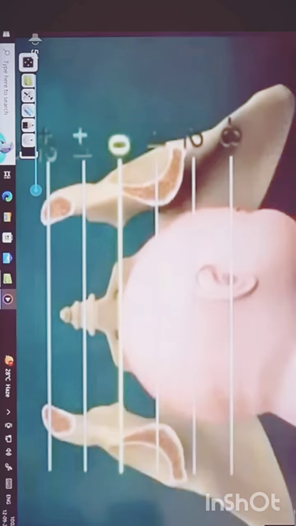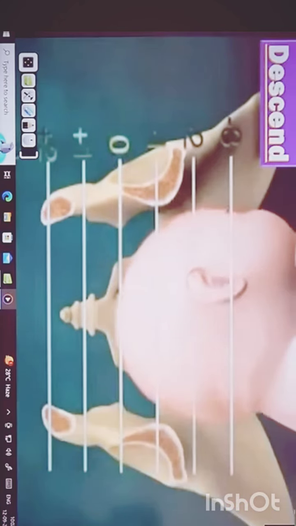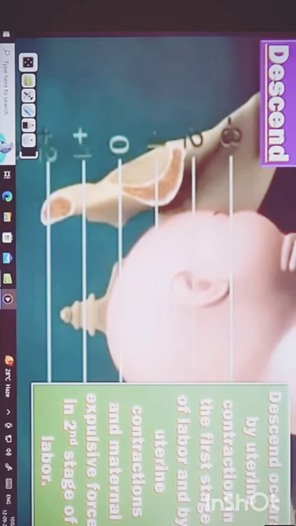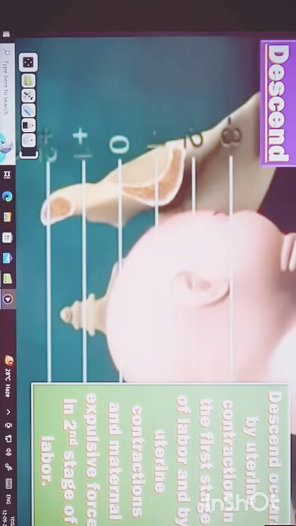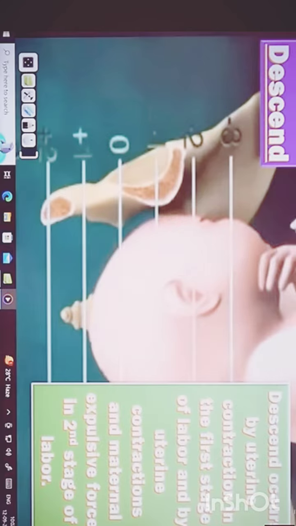Next comes descent. After engagement, the head descends. It occurs by uterine contraction in the first stage of labor and by uterine contractions and maternal expulsive forces in the second stage of labor.